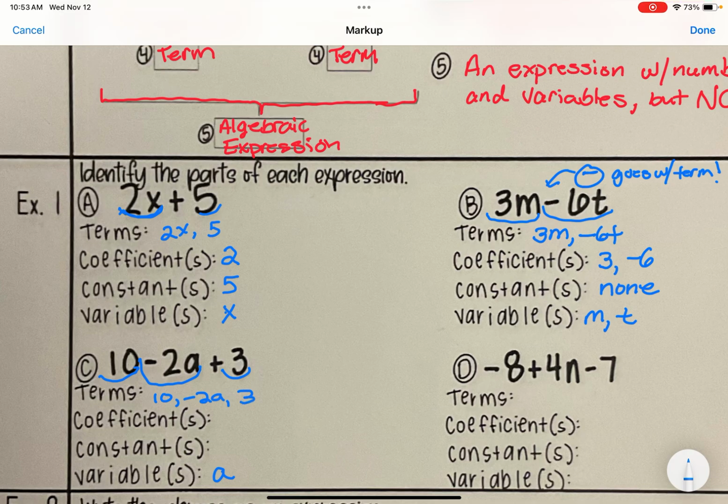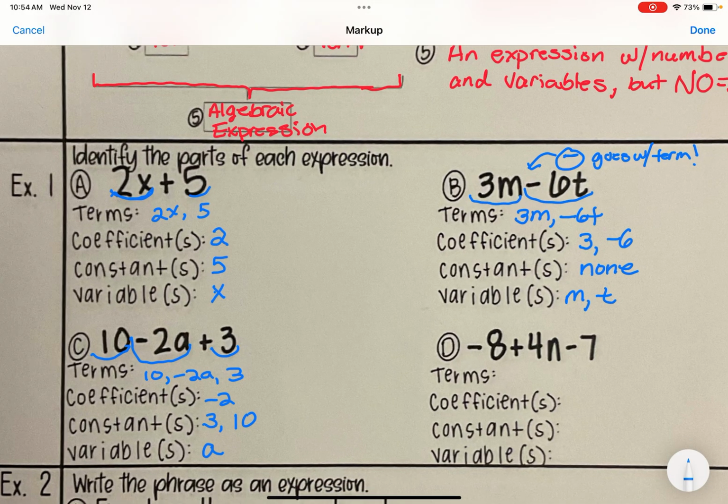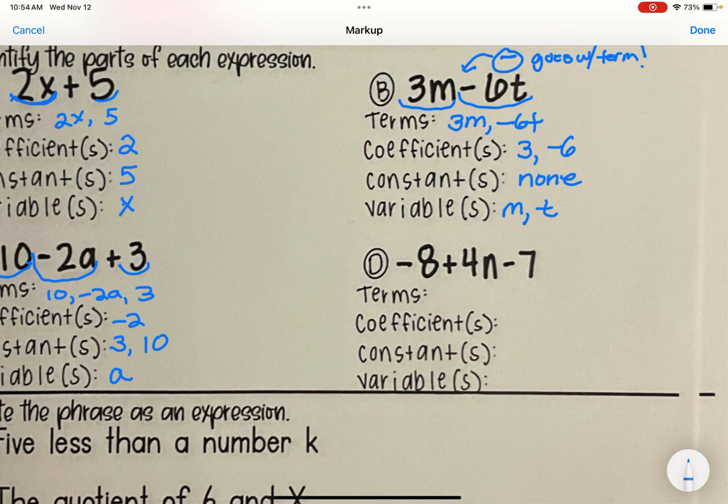Okay, so now I look where the a is, the variable, and what number is connected to that variable? Negative 2. That's my coefficient. Negative 2 is the coefficient. And in this one, we do have not only one constant, we have two constants because the 3 is all by itself, but the 10 is also all by itself. So 3 and 10 are both constants. Okay? D, negative 8 plus 4n minus 7.